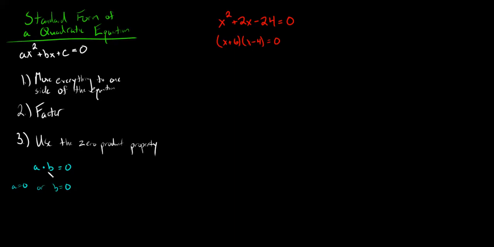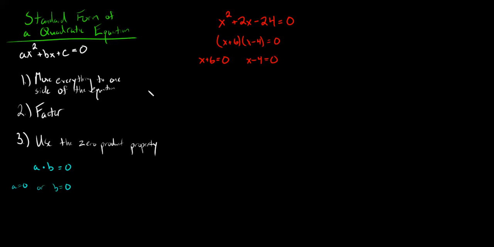So when we have two numbers multiplying each other and the product is 0, that means one or both of the numbers have to be 0. Let's take a look at what we have here. We have x plus 6 times x minus 4, and when we multiply these two together, they get us 0. So what that means is either x plus 6 gets us 0, or x minus 4 gets us 0, or both of them get us 0. And that's actually what the case is. So this is what the zero product property states, okay?